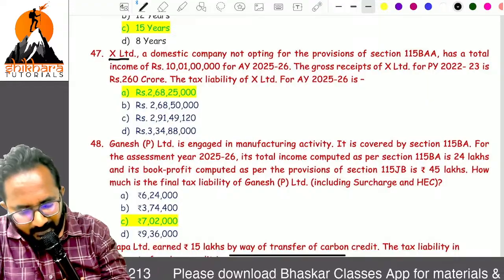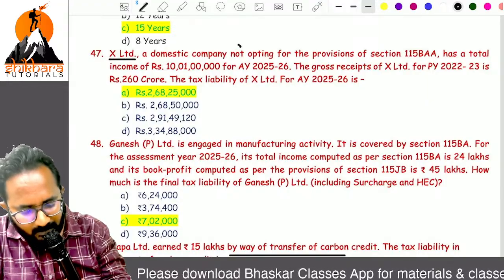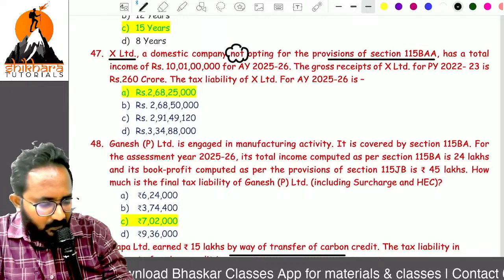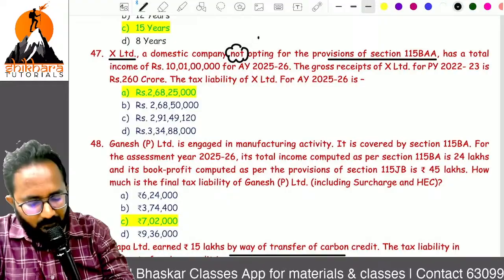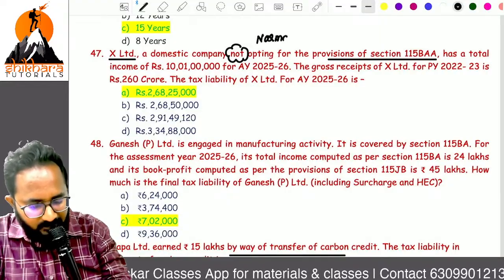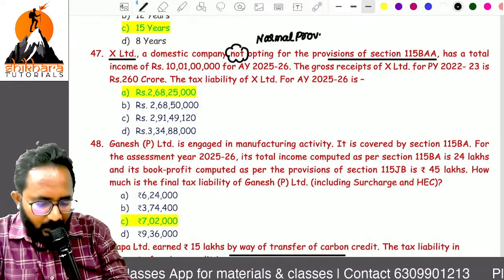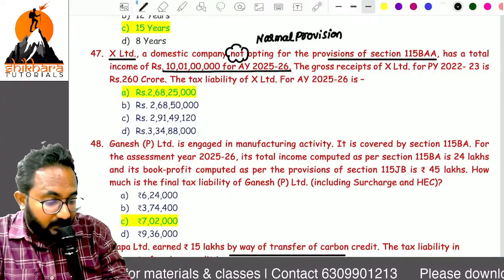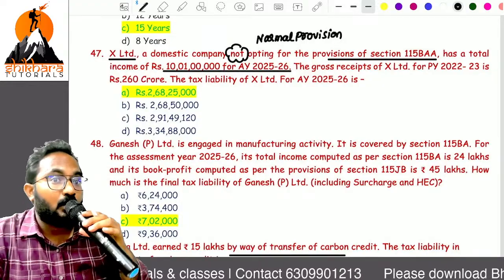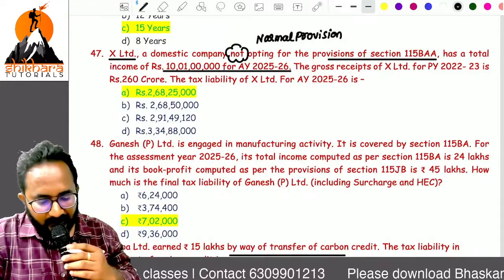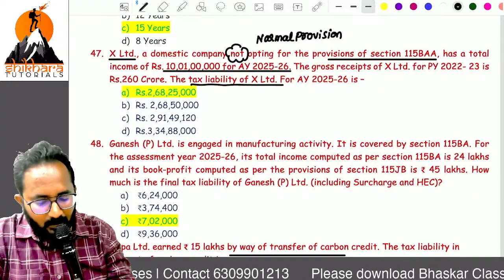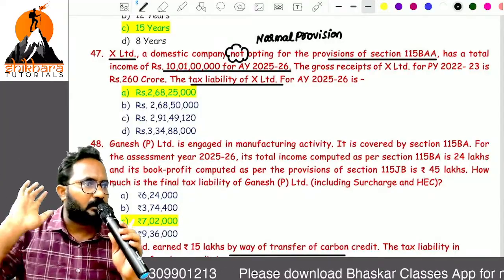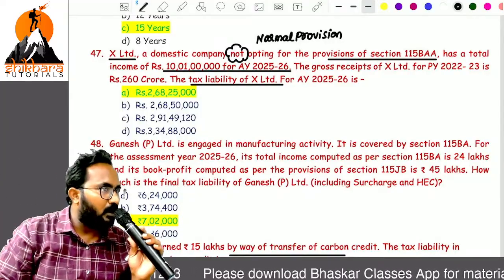What is that? Company X Limited, a domestic company, has not opted for 115BAA. That means they are following the normal provisions. They have a total income of 10 crores 1 lakh. So they are asking the tax liability. I already told you, if they are asking tax liability, first you have to check the total income.